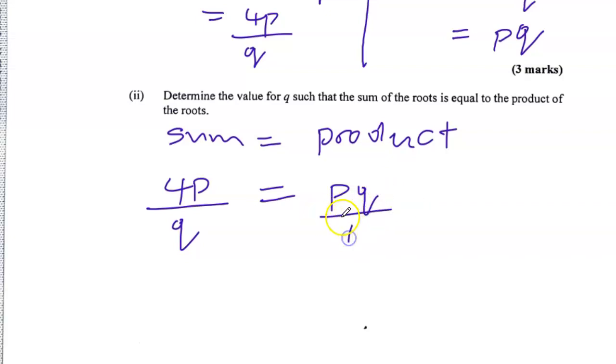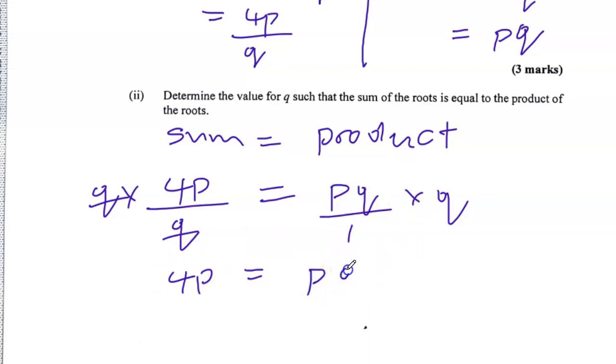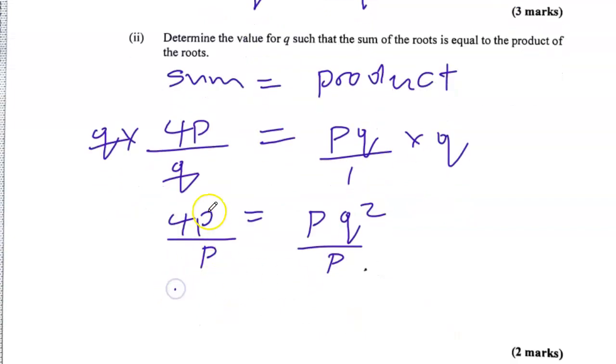So we are asked to determine the value of q. So we can multiply both sides by q. So q times the left, q times the right. So q into q, so we are left with 4p, and pq times q, that's pq squared. Of course, we are solving for q, so we can divide both sides by p to get rid of the p there. So we end up with 4, and we're left with q squared equal to 4.